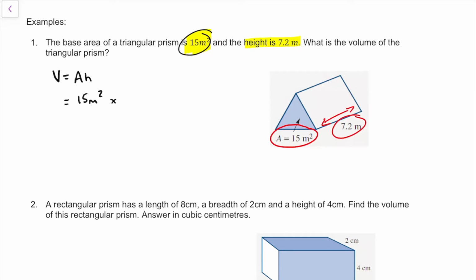We're going to times that by 7.2 meters to get our answer, which is going to be 108 centimeters cubed. So it's just 15 times 7.2, and then that becomes 108 centimeters cubed. So you can see there we've measured it in cubic centimeters.